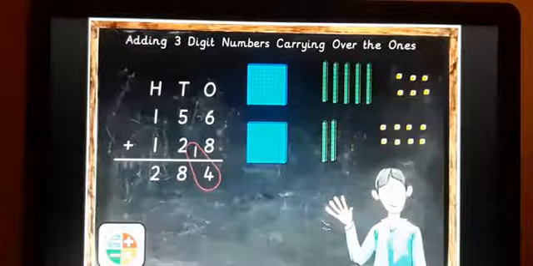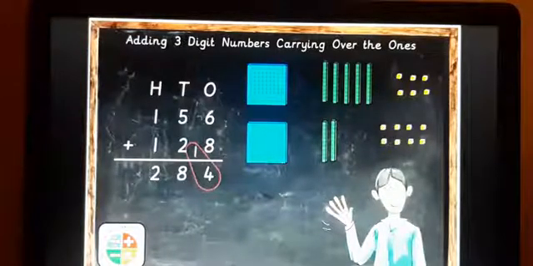So you can see here adding 3-digit numbers carrying over the ones place. From the ones place, if it is more than 10, like 6 plus 8, then it will become more than 10, right? If it is 6 plus 2, it is 8, which is less than 10, so you directly add and keep the answer. But now in the ones place you have 6 plus 8, so what happens? It is more than 10.